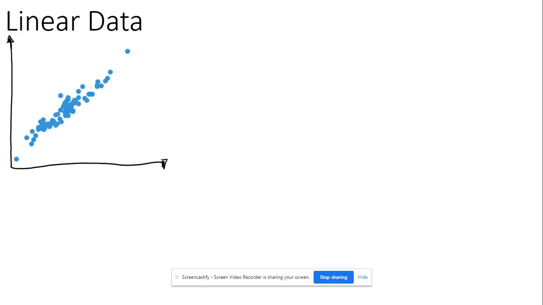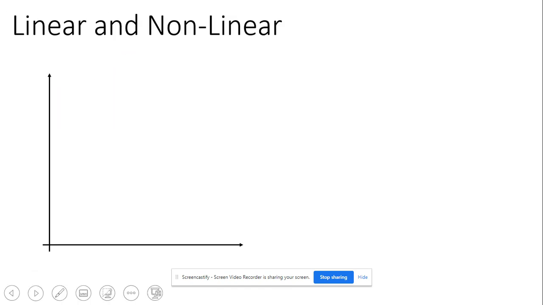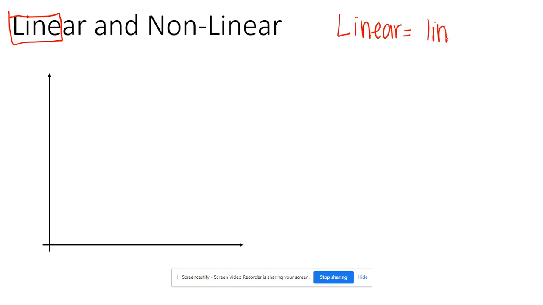So if you are to look at this word right here, it says line. So we're going to say linear equals line, like a straight line. So that means nonlinear equals not a line. And when I mean a line, I'm talking about a straight line.